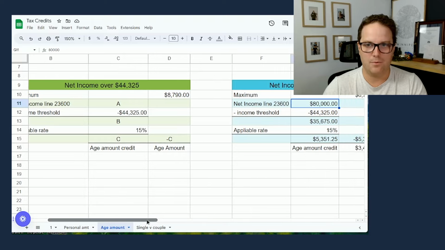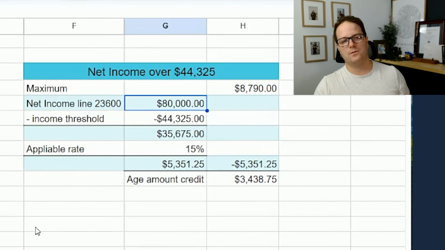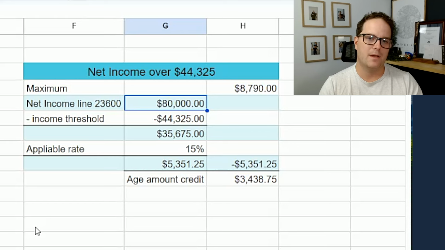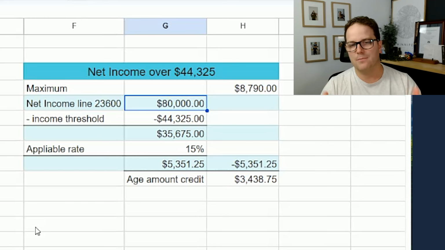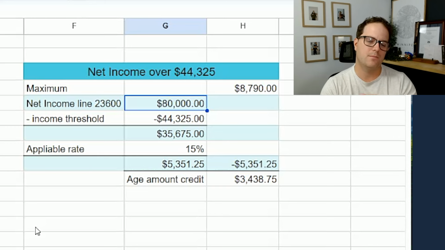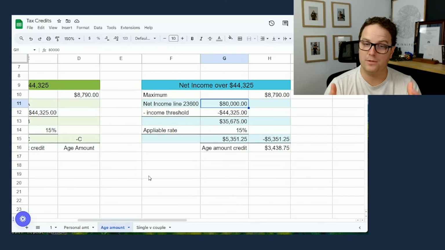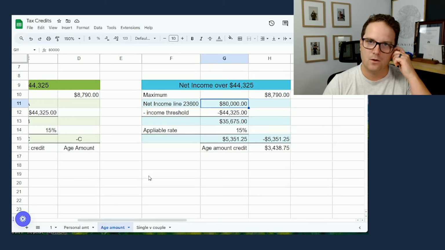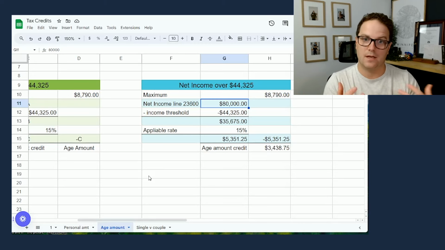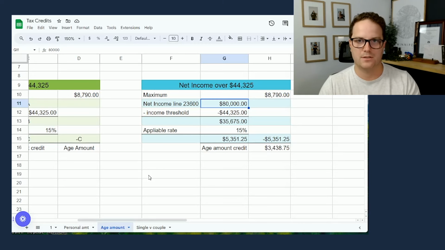So let's look at an example here. What if I was making $80,000? So you're over 65, just a reminder here, you make $80,000, you subtract $44,325 from that to get $35,675. Multiply that by 15% to get $5,300 and change, and then you subtract that number from 8790 to have an age amount credit of $3,438.75. So you can probably start to see here another way that I'm going to show that our tax system is a little bit lopsided, or a lot lopsided, towards couples over single individuals. So let's look at that comparison in the next tab.